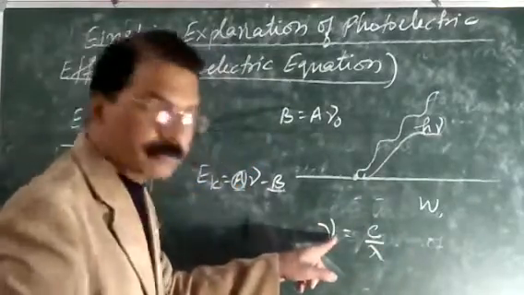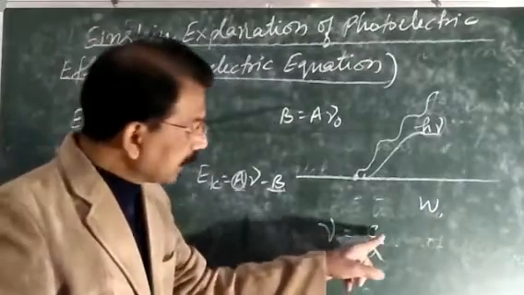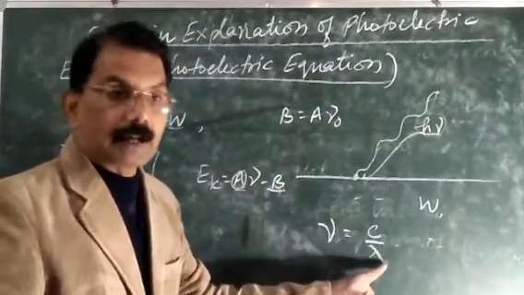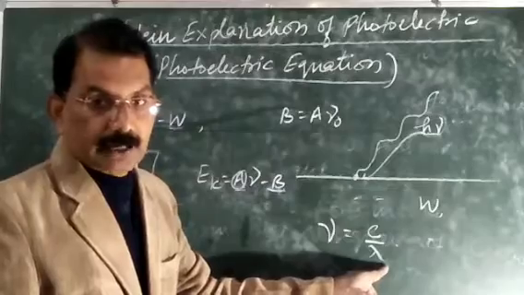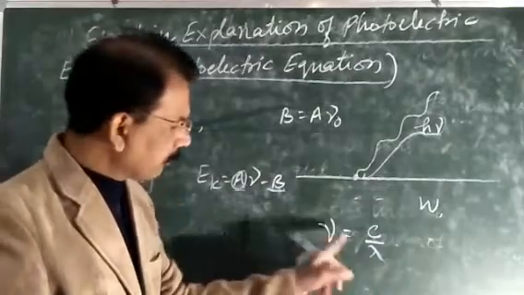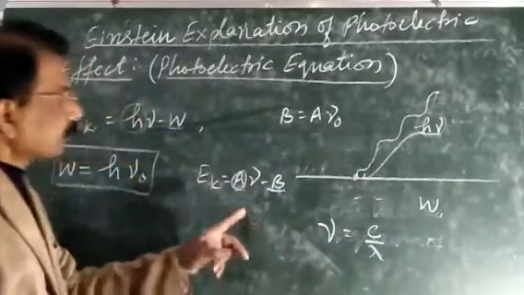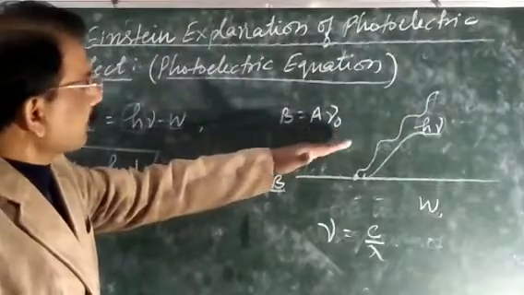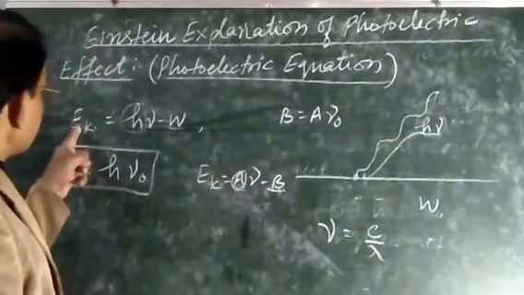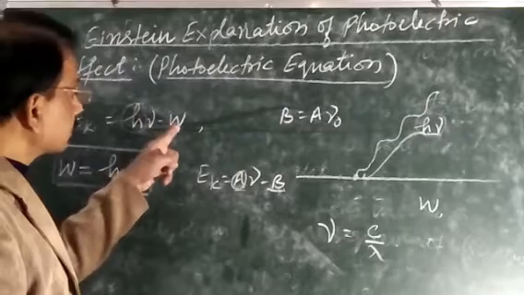And remember this, I hope maybe all of you know, nu is equal to C by lambda. Where nu is what? Frequency of light. C is speed of light. And lambda is what here? Wavelength of this light. So I hope maybe all of you know this formula, nu is equal to C by lambda. So according to Einstein explanation, what formula you are getting? Ek is equal to h nu minus W.